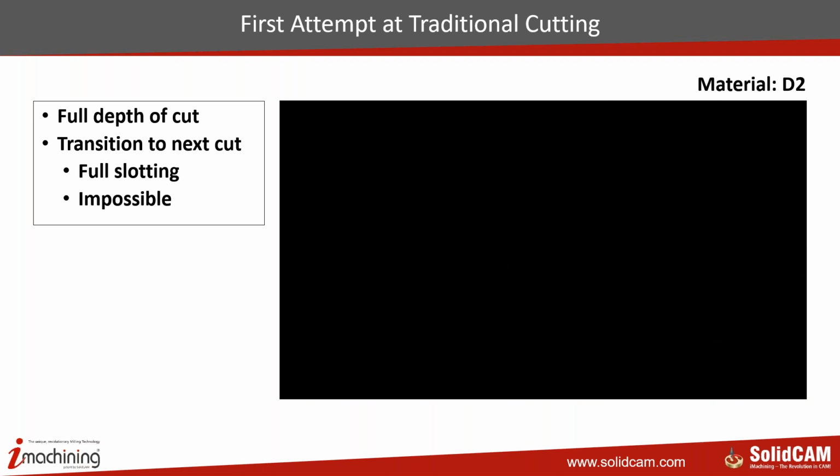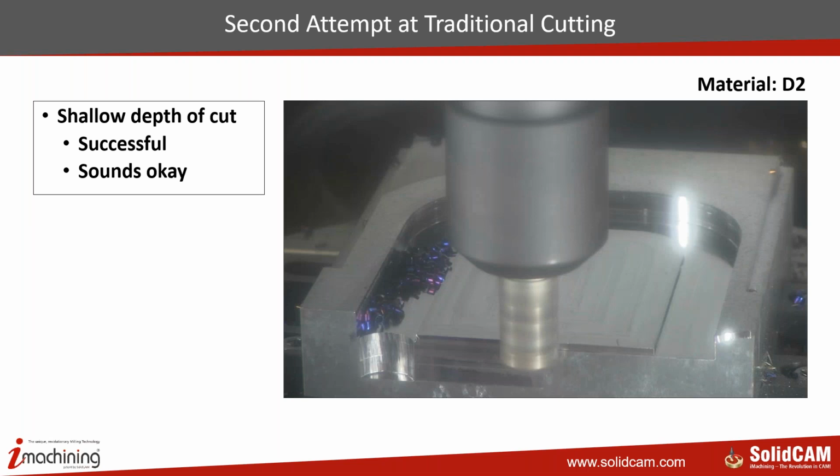A lot of vibration started as the tool needed to transfer from one pass to another, attempting full slotting. This was not going to work, so the operator needed to stop the machine. This type of cut is not possible on this machine. We were asking too much. Our second attempt with standard pocketing was to reduce the depth of cut to an achievable amount.